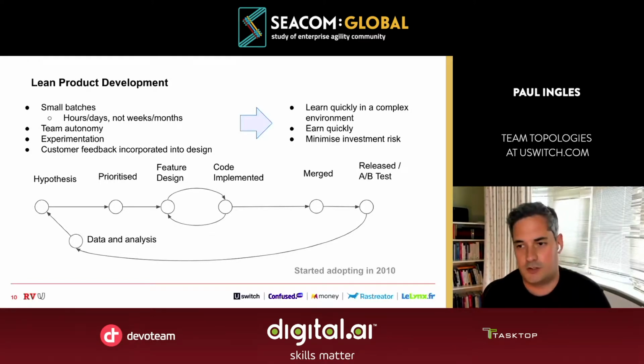And that's important because we want to learn quickly in a complex environment where cause and effect is not necessarily predictable. You only sense from doing. The other reason it's important is that, of course, we only gain value from the software and the features that we build when they're actually in the hands of people. So to be able to learn quickly, we also need to get things through the cycle very quickly. And those things help us minimize our investment risk.